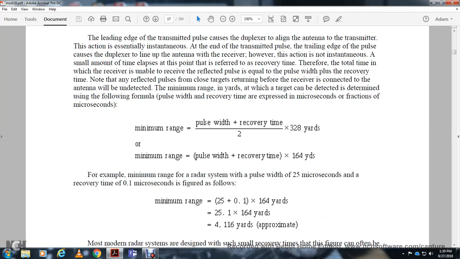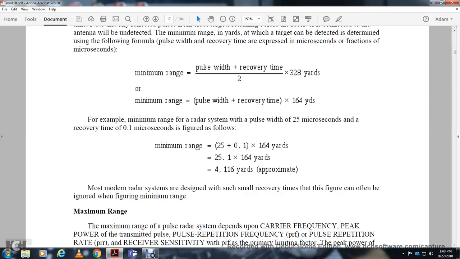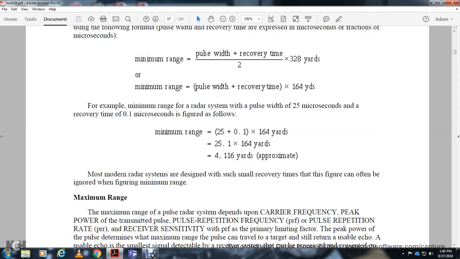For example, the minimum range of a radar system with a pulse width of 25 microseconds and a recovery time of 1/10 of a microsecond is 25 plus 0.1 times 164, which is 4,108 yards. Most modern radar systems are designed with a small recovery time, so the figure can often be ignored when figuring the minimum range.